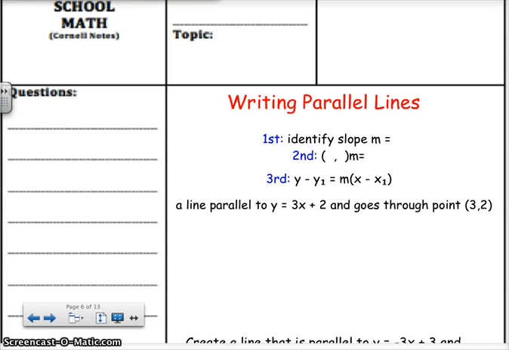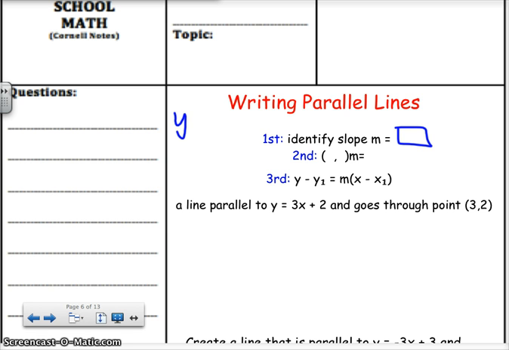Okay, we're going to learn how to write parallel lines today. And it's not that hard, as long as you know how to tell if two lines are parallel, that they have the same slope. So the first thing you're going to do is identify slope. Slope, m is equal to something. You're going to figure it out.